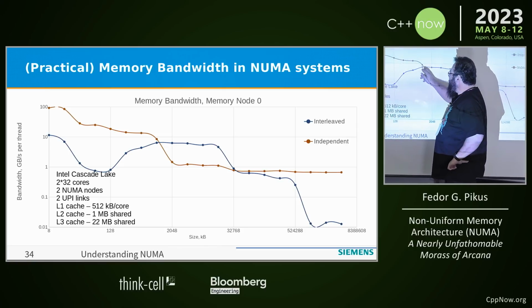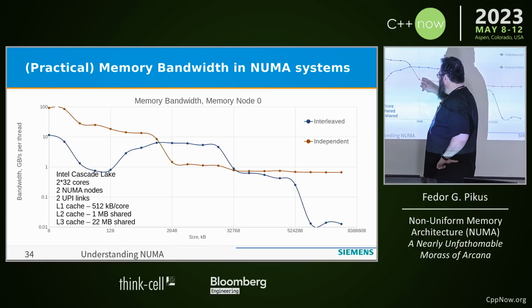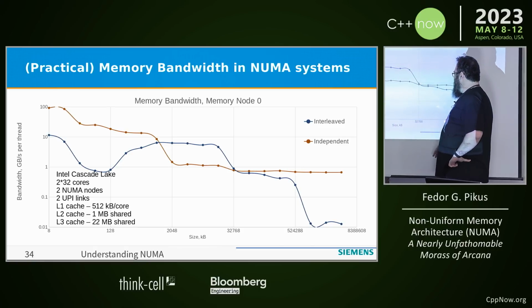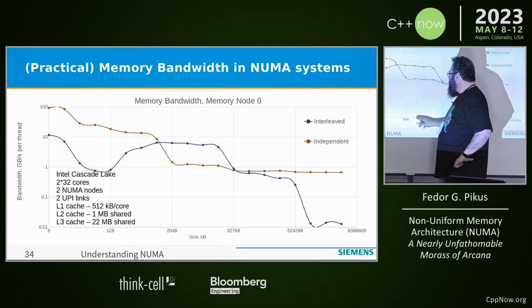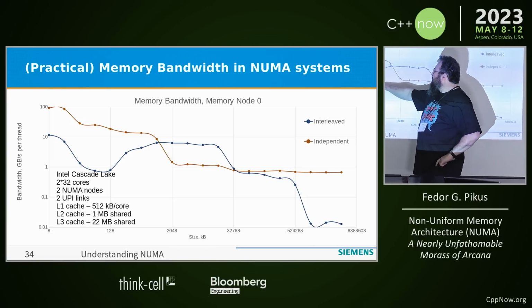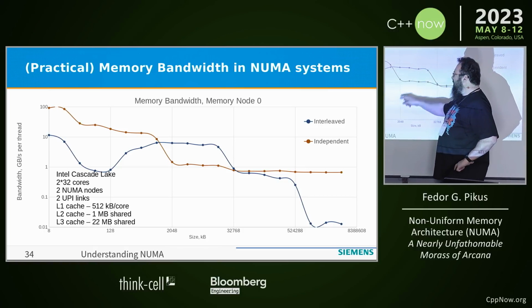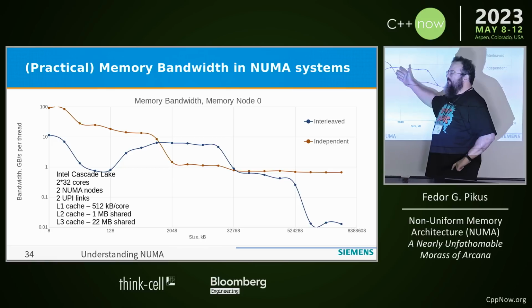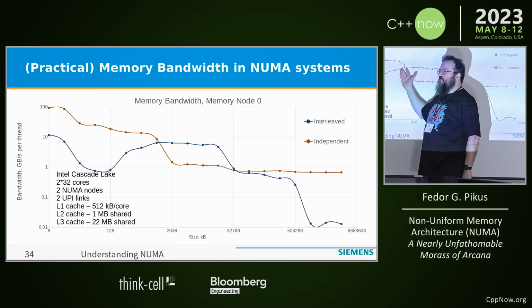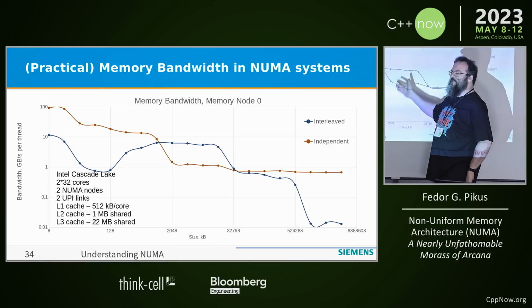So it's in this range. It has a 22 megabytes shared L3 cache. So in this range, the game is the prefetch from L3 cache into L2 cache, and that's its performance. I don't really know why this chip is doing this.